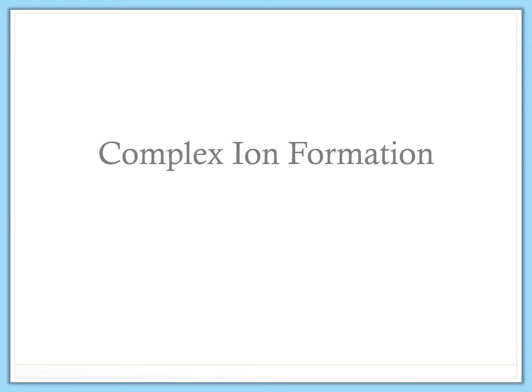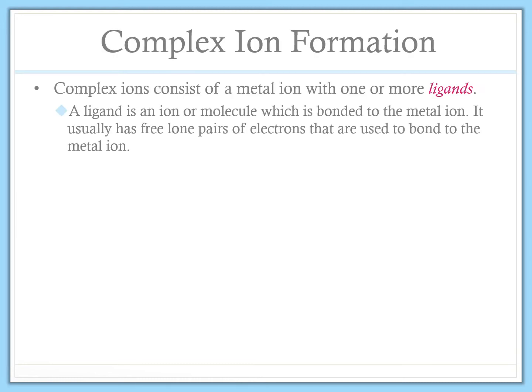Complex ions are something you may recall from previous years of chemistry. Just to give you a refresher, a complex ion is basically an ion that consists of more than one thing, specifically a metal ion with one or more ligands, and a ligand is another ion or a molecule which is bonded to the metal ion. And the whole thing has got a charge. I know that sounds complicated.